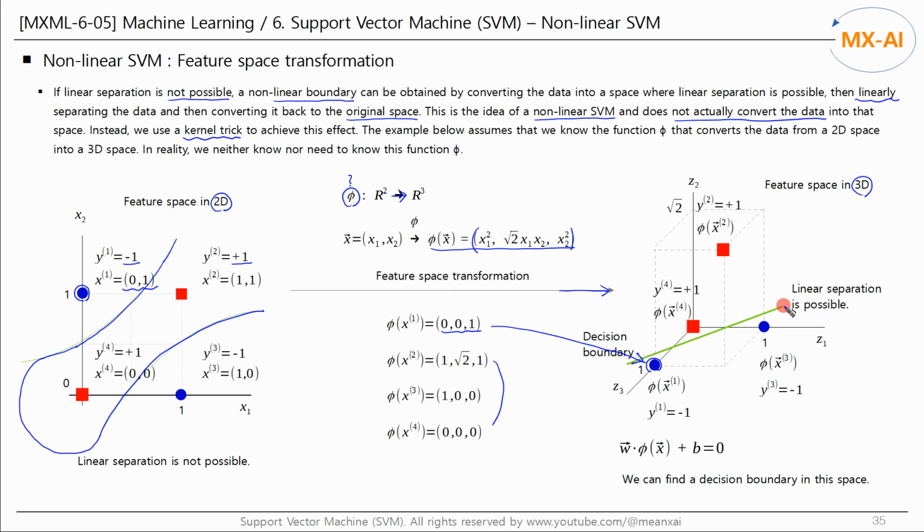Therefore, in this space, we can just apply the linear soft margin SVM that we looked at earlier. And when the data in this space is transformed back to the original space, the linear decision boundary is transformed into a nonlinear decision boundary. This is the idea underlying the nonlinear SVM. This is a simple example, and actually we don't know the transformation function phi.